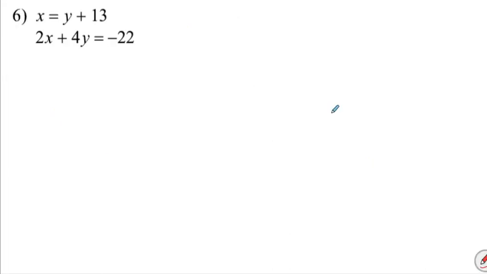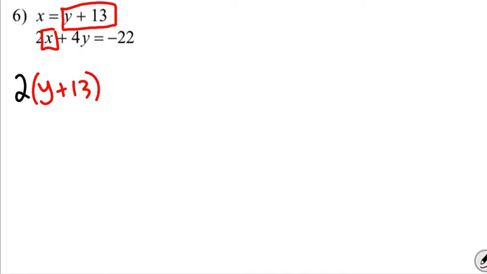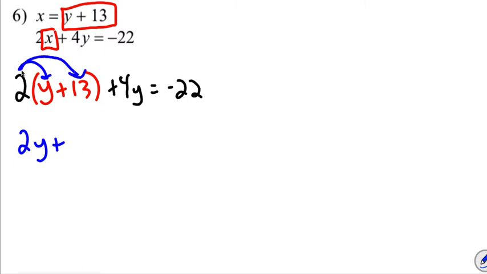Next, this one is solved for x, but the process is exactly the same. The only difference here is this y plus 13 gets plugged in here for x. That is literally the only difference. We're replacing the x instead of replacing the y like we did in the other problem. So x in this case is y plus 13. Bring down the rest, plus 4y equals negative 22. Distributive property, 2 times y is 2y, plus 2 times 13 is 26. Bring down the rest, plus 4y equals negative 22.